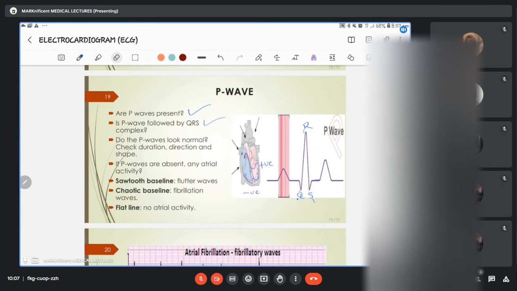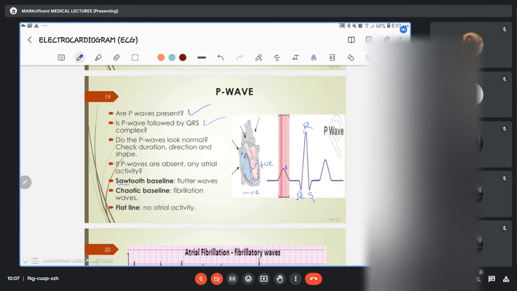So the direction, then, if P waves are absent, are there any atrial activity? Those are all questions you ask yourself. Specifically concerning the P waves, you can see that the P wave is one before the QRS. The P wave shouldn't be more than one, or absent. It should be one, and it should be on the positive side. So if there's a deviation from this, then there are conditions, and there are features we use to describe this.